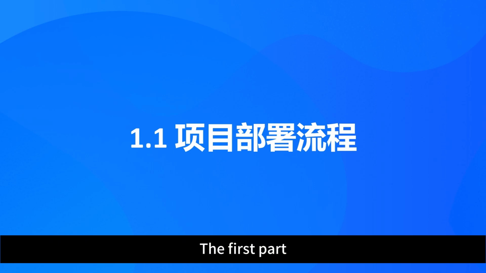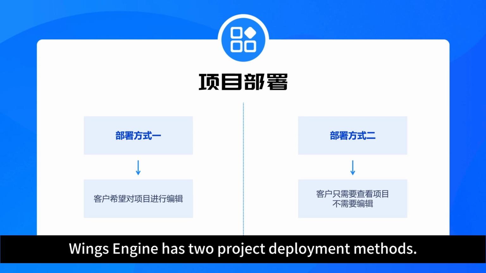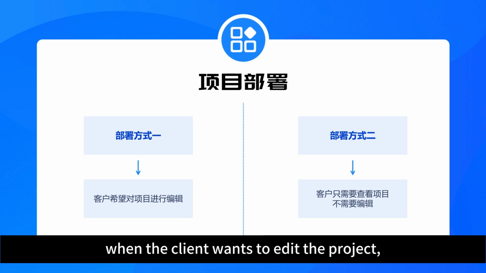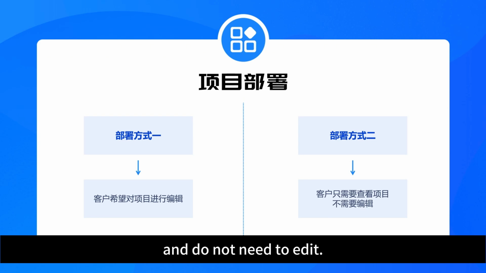The first part, the project deployment process. According to different customer needs, Wings engine has two project deployment methods. The first one, when the client wants to edit the project. The second is that the customer only needs to view the project and does not need to edit. First, let's introduce the first deployment method.